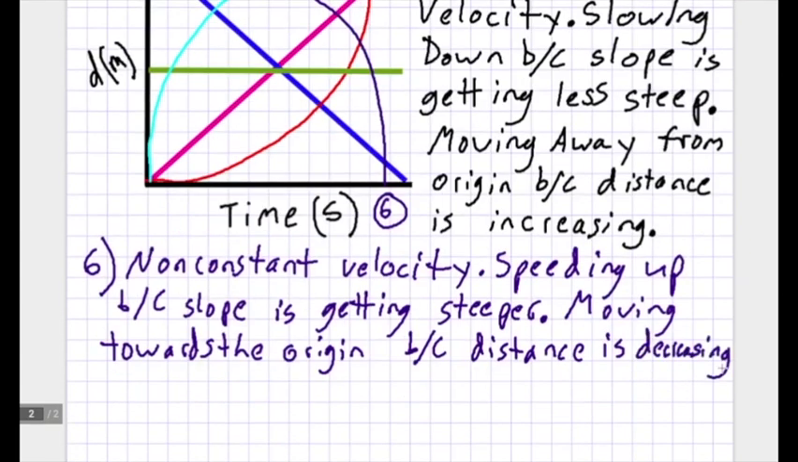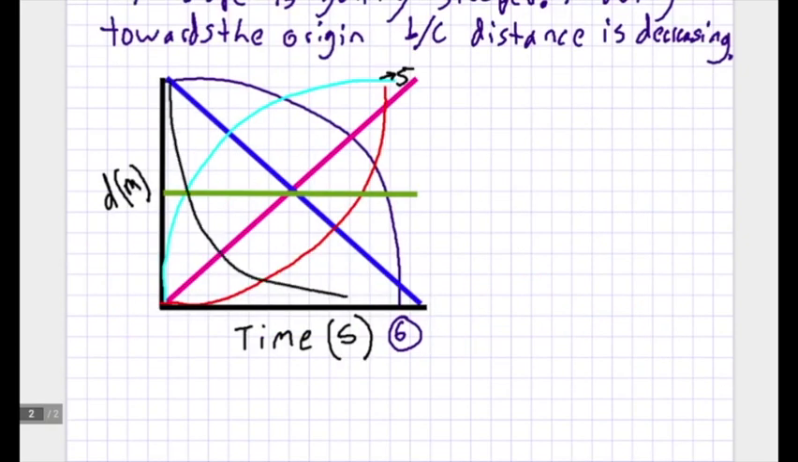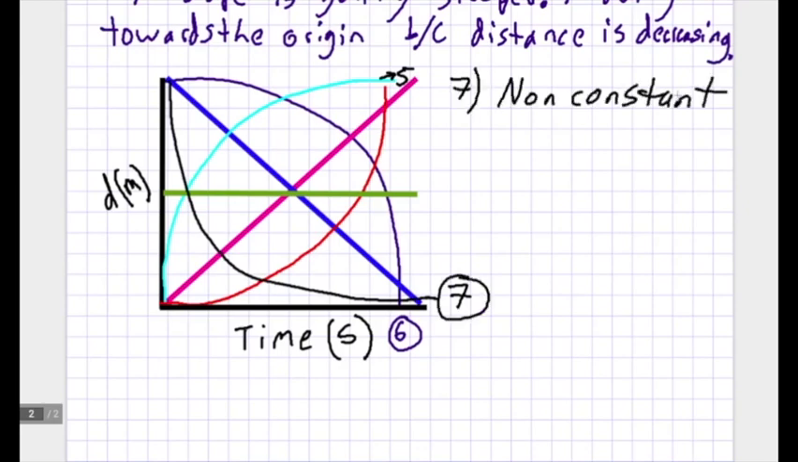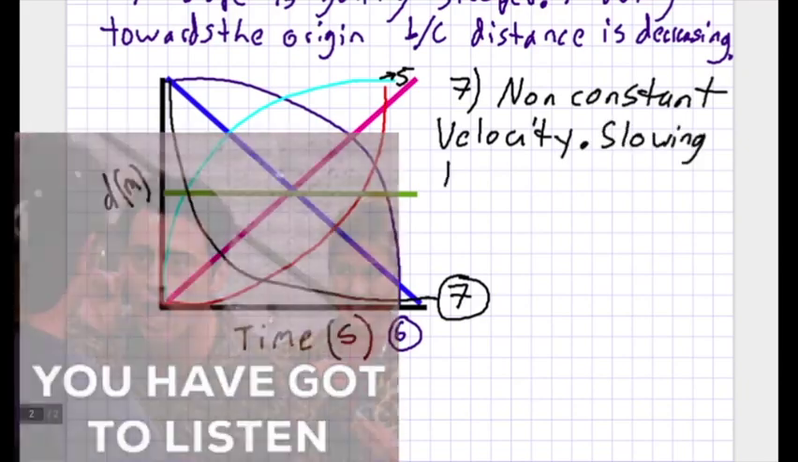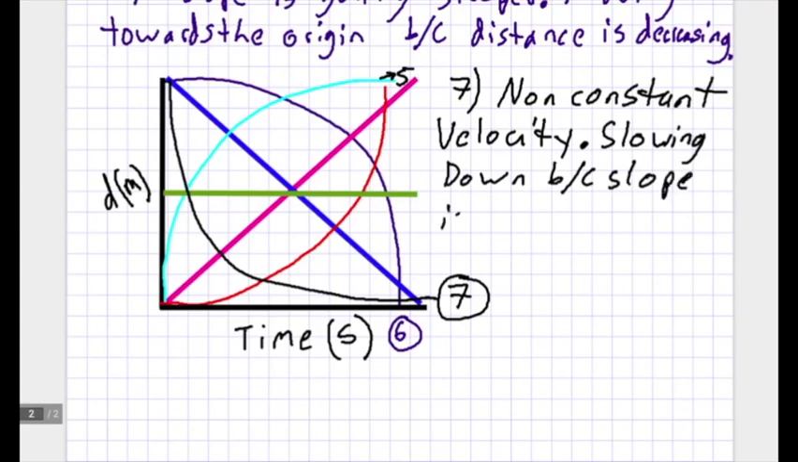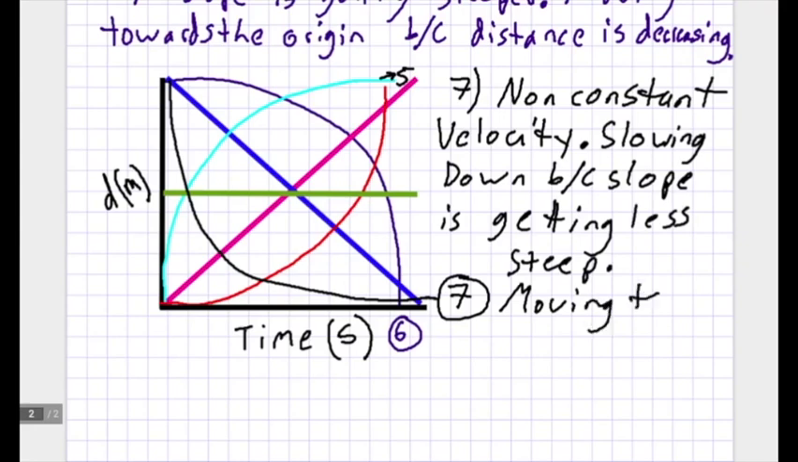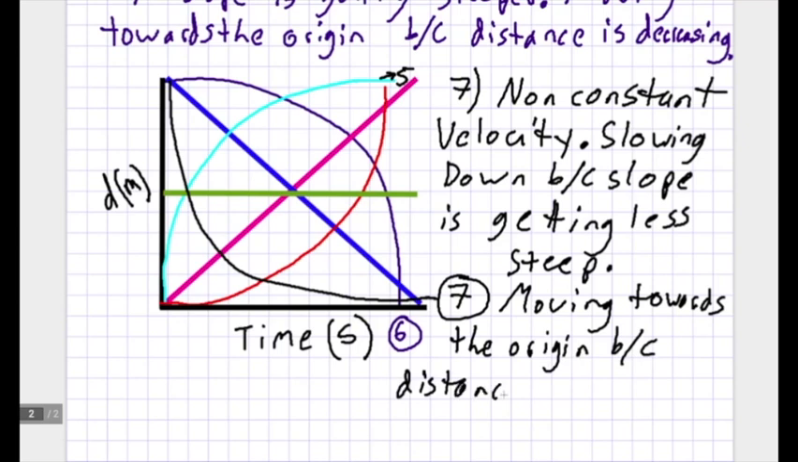We've got one more example left. And that's going to be another curved line that's moving downward. Because it's curved, it means that we have a non-constant velocity, and because it's a non-constant velocity, it means that it's experiencing acceleration. In this case, our slope is getting less and less steep, which means that we are slowing down. We also can see that our line is moving downward, which means that we're moving towards the origin, because our distance is decreasing.